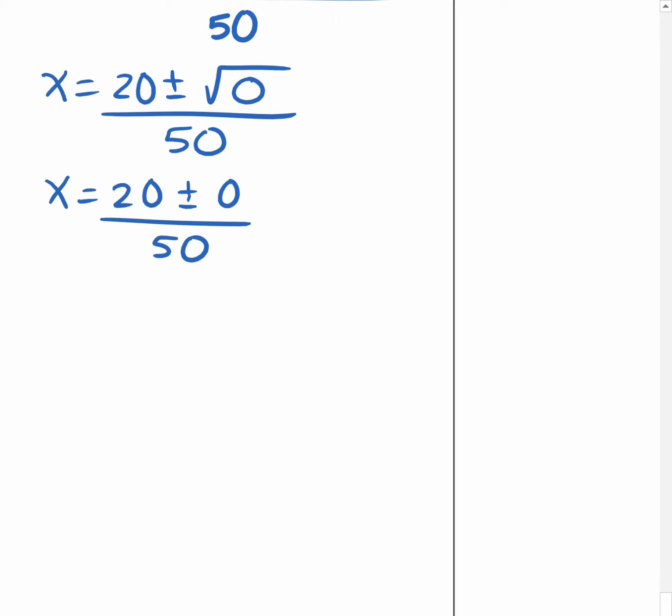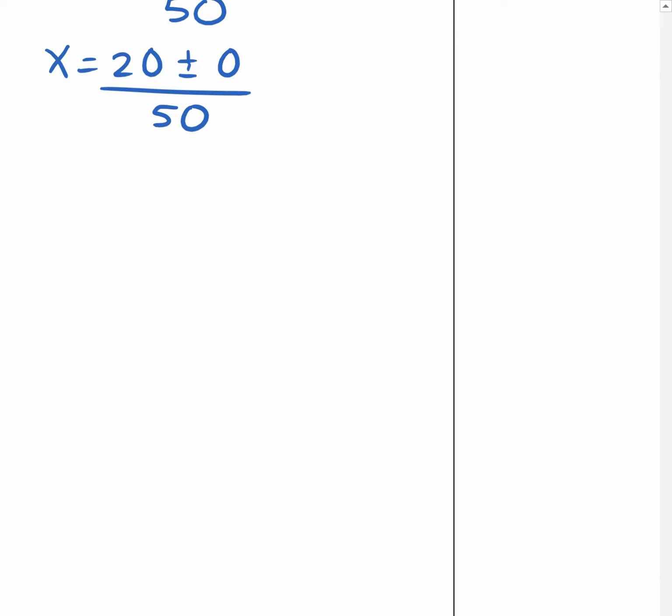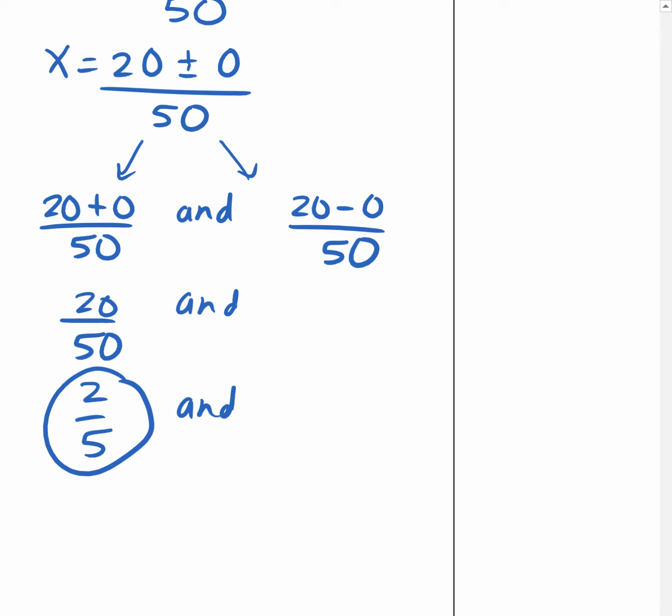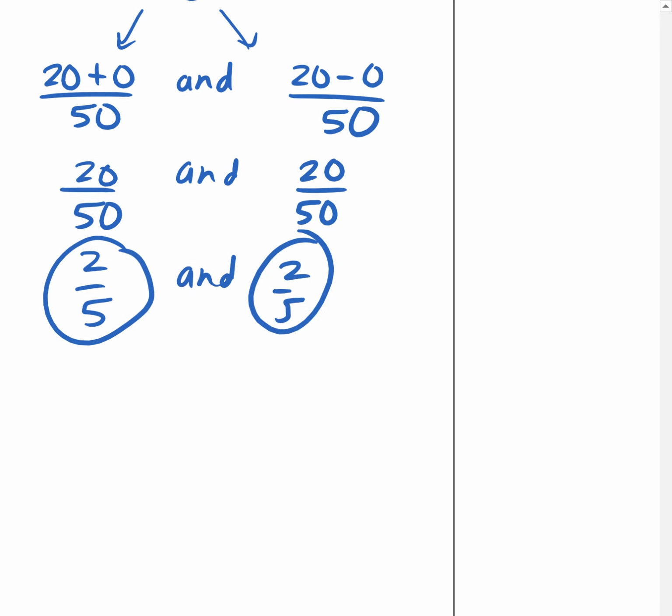Which looks weird, but if you want to split it into the two solutions, that's not a bad idea. 20 plus 0 over 50, and 20 minus 0 over 50. Alright, well 20 plus 0 is 20, and 20 over 50 reduces to 2/5. On the right side, 20 minus 0, that's still 20. And 20 over 50 is 2/5. So it looks like we have two of the same solution, which really just means there's one solution.